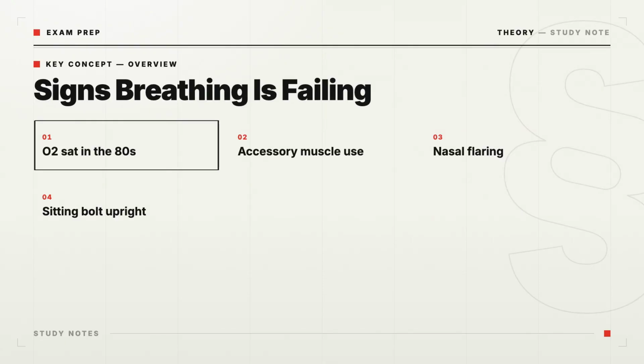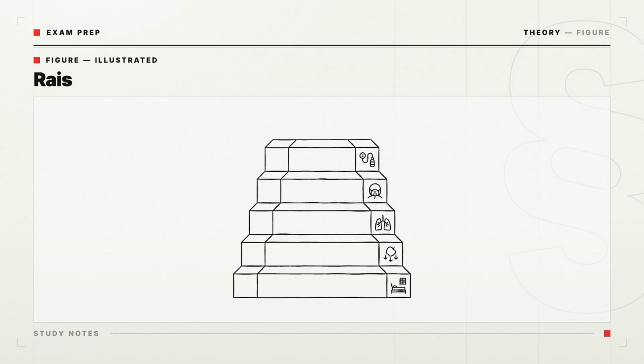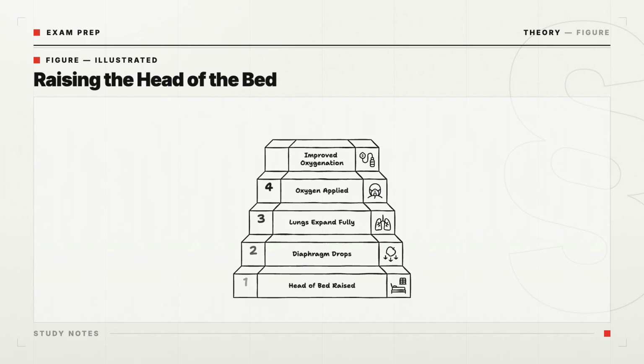Recognizing the threat means reading these findings together: an oxygen saturation dropping into the 80s, visible use of accessory muscles, nasal flaring, and a patient sitting upright fighting for air. Any one of these means breathing is no longer adequate and the number demands action, not a note for later. The first moves are simple and fast. Raising the head of the bed lets the diaphragm drop and the lungs expand, while applying oxygen raises what's available in the blood. Both happen in seconds before anyone else arrives to help.